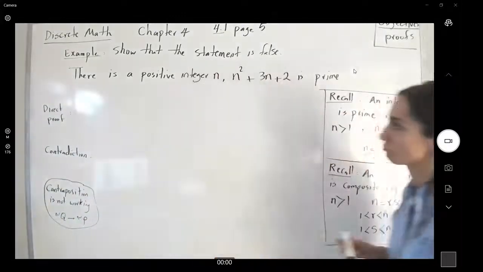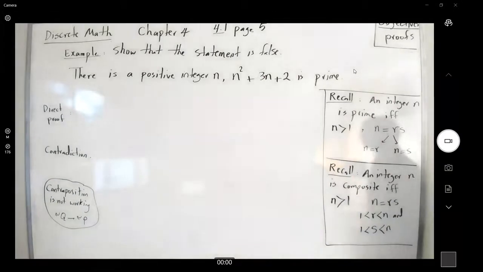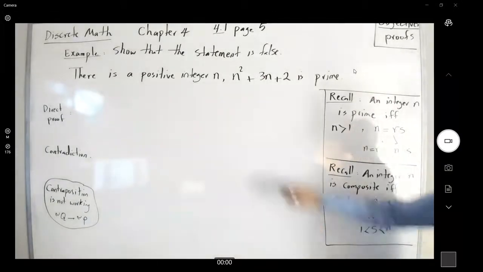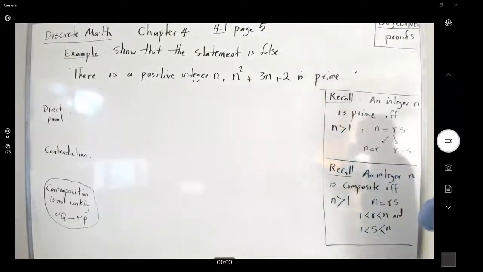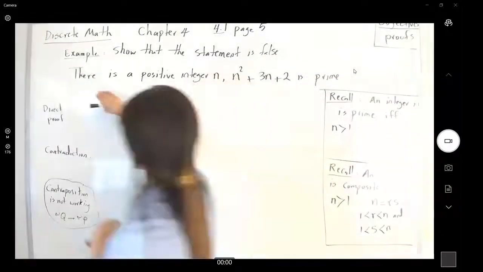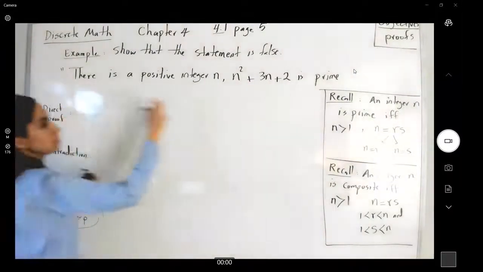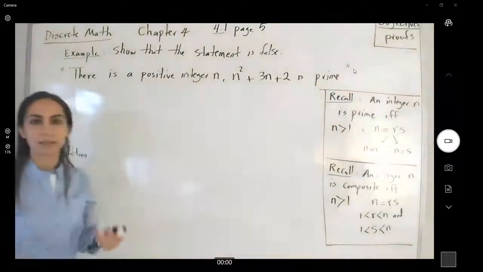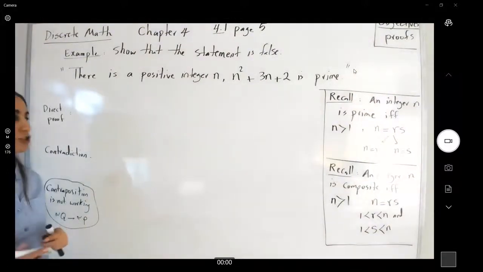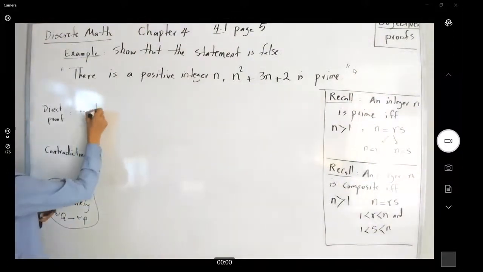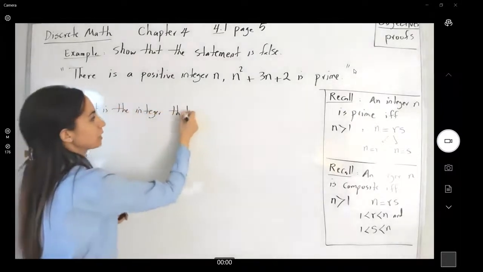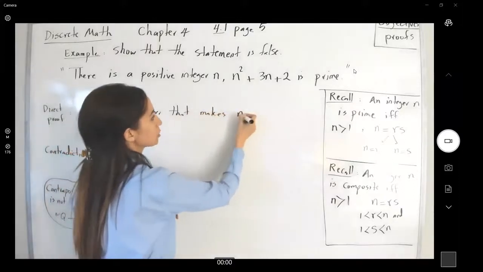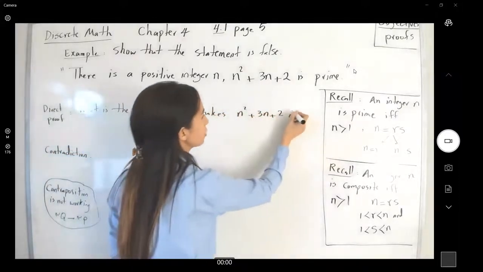Direct proof. There is a positive integer n such that n squared plus 3n plus 2 is prime. Okay. What is that integer? If I want to prove this statement, I need to show that I have an integer. What is the integer that makes n squared plus 3n plus 2 prime?